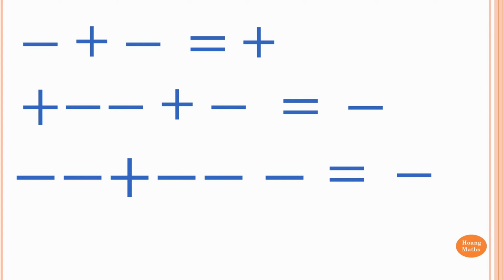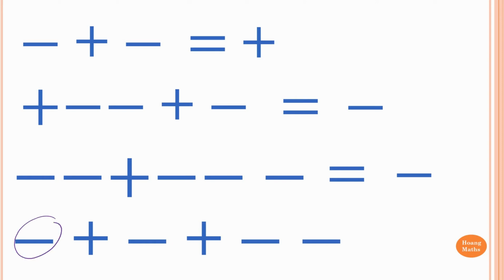So do not worry about the positive side, we only count the negative side. If it's an odd number of negatives, we have a negative answer. If it's an even number of negatives together, we have a positive answer. Just keep that in mind for me. For example, the last one here: we have 1, 2, 3, 4, so even negatives. So the answer should be positive.